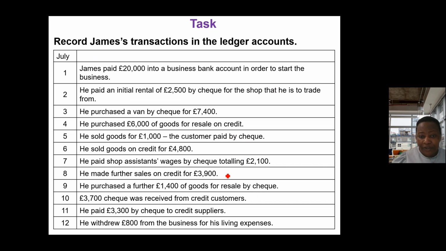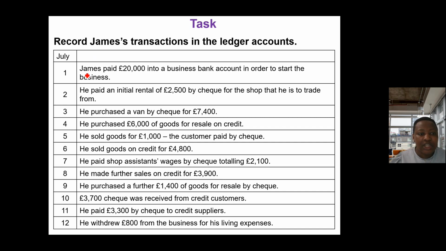Okay, so you may want to pause the video now and try recording these transactions first in your ledger accounts. Balance up the ledger accounts, then take the balancing figures in each of the ledger accounts and post them in your trial balance. I'll start with the first one, and you do all of the other ones.